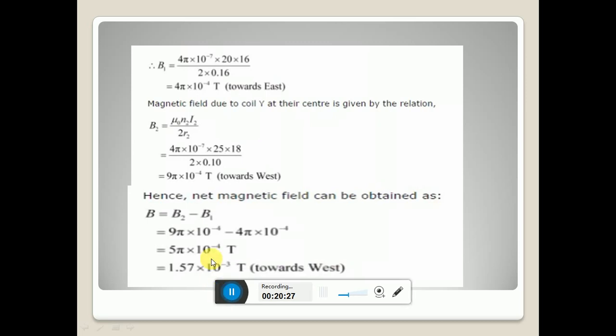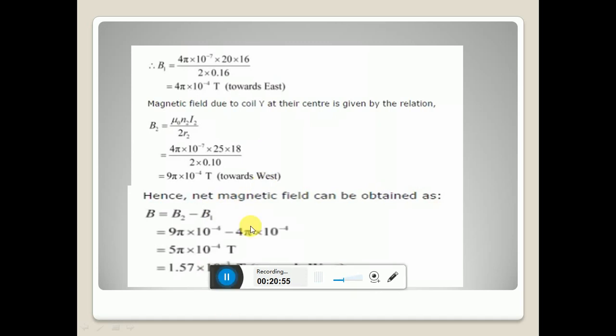If you calculate the difference between the magnetic field values, you will get 1.57 times 10 power minus 3 Tesla towards west. Whichever magnetic field has the higher value, the resultant magnetic field will be directed in that direction. Here B2, the second coil, generates more magnetic field, which is towards west. So the resultant magnetic field will be towards west.